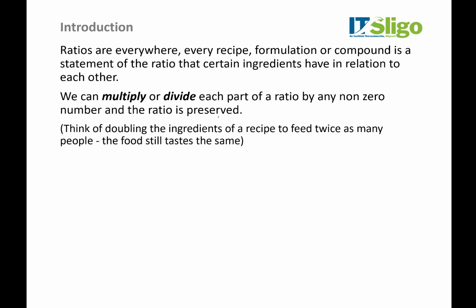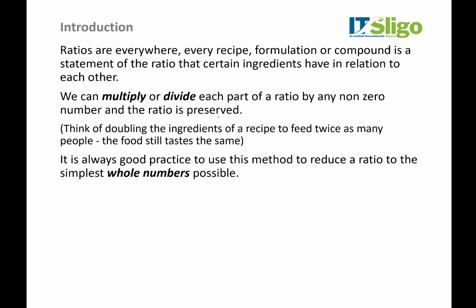So think of, you have a recipe to make a cake for 4 people, but you have 8 people coming around. You simply double all the ingredients. The ratio of ingredients to each other stays the same. In other words, the cake will taste the same, but we're simply making double the amount.